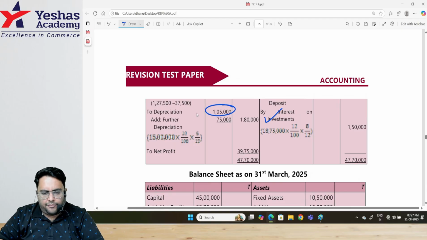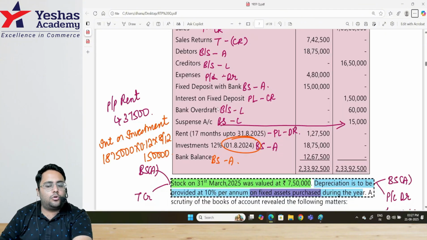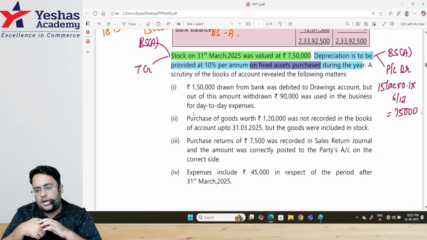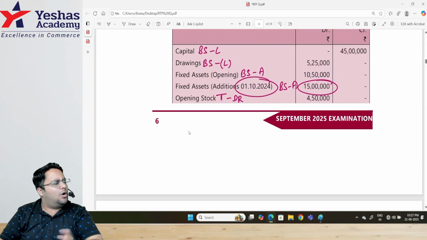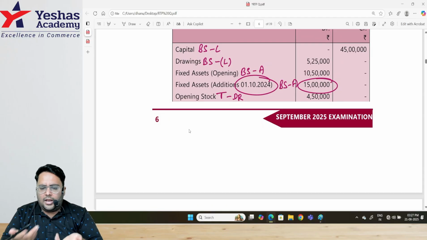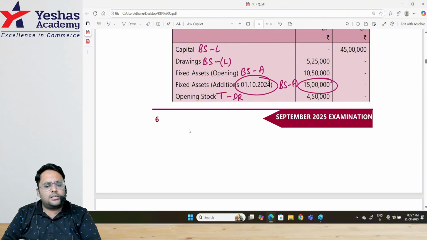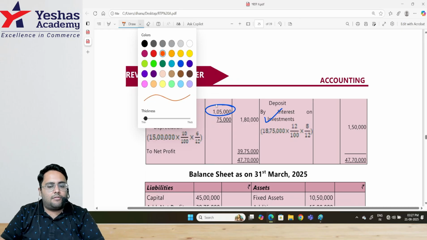Depreciation, they have given 1,05,000 also. How they got 1,05,000? 10,50,000 into 10%. They have taken depreciation on the opening asset also, which logically should not be done looking at the blue color sentence. Depreciation is to be provided at 10% per annum on fixed assets purchased during the year. Okay, wait. It is not purchased during the year. So I would not have given depreciation then. You can give a note. No, nothing to be given because the question is saying this. We calculated depreciation as 75,000. So this depreciation should not have been there as per the data given in the question.